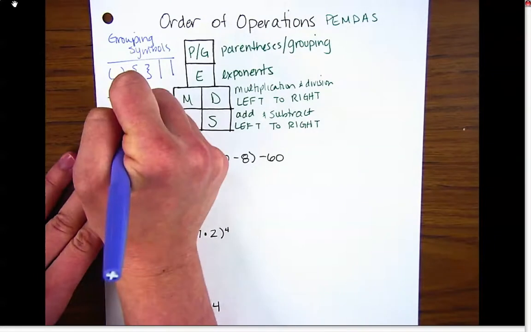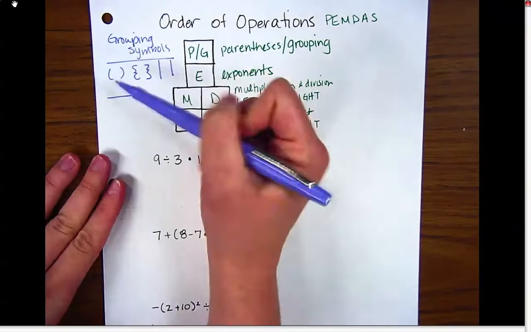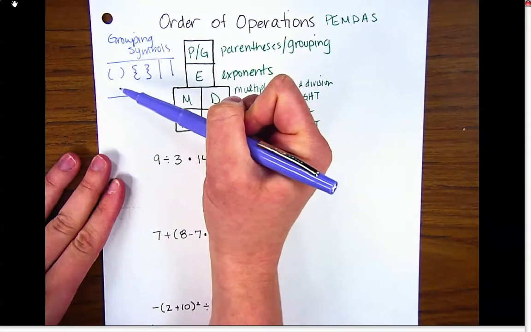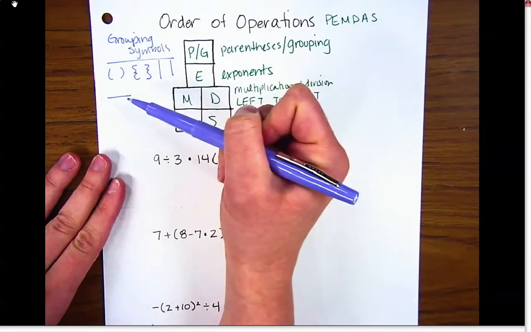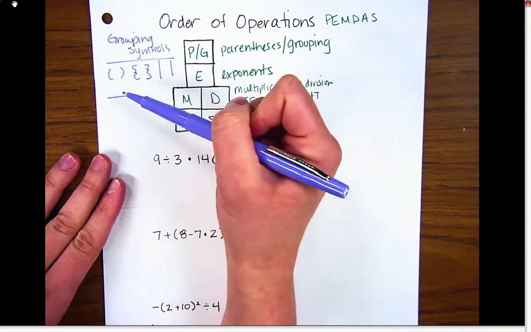Also, a fraction bar is going to be a grouping symbol. You're going to do what's on the top of the fraction. You're going to do everything on the top. You're going to do everything on the bottom. And then lastly, you're going to simplify your fraction.